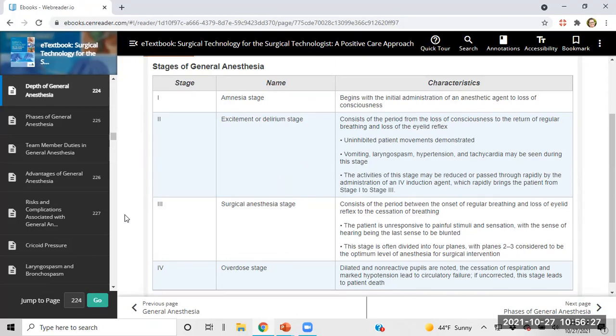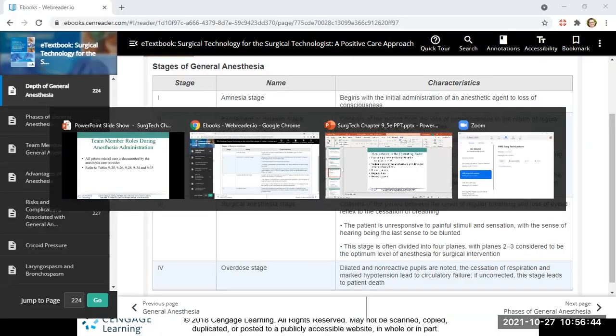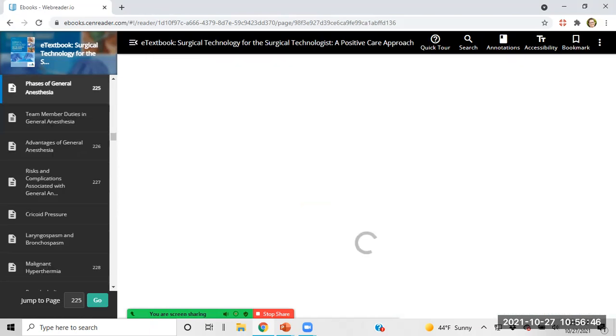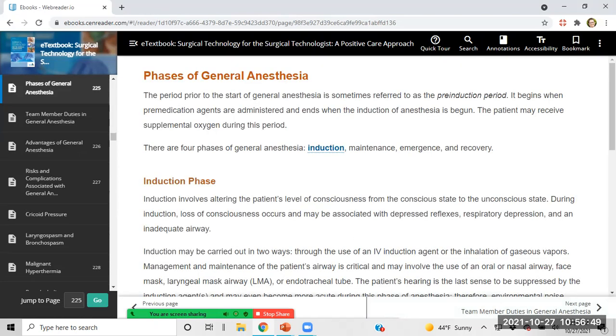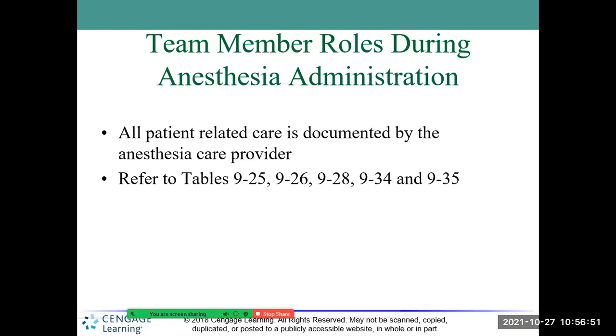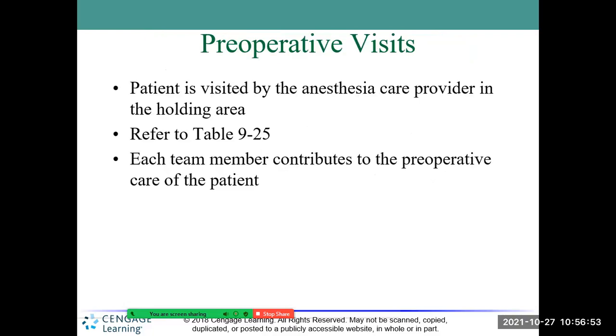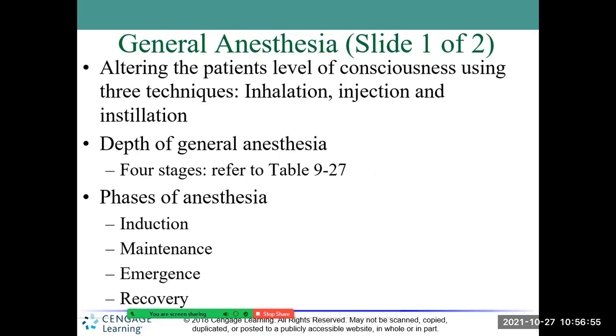Once they enter stage 3, they're unresponsive to painful stimuli. They've lost any eyelid reflex, and they're no longer breathing on their own. Then, of course, stage 4 is that level of overdose. Then there are 4 phases of anesthesia: the induction phase, maintenance, emergence, and recovery.